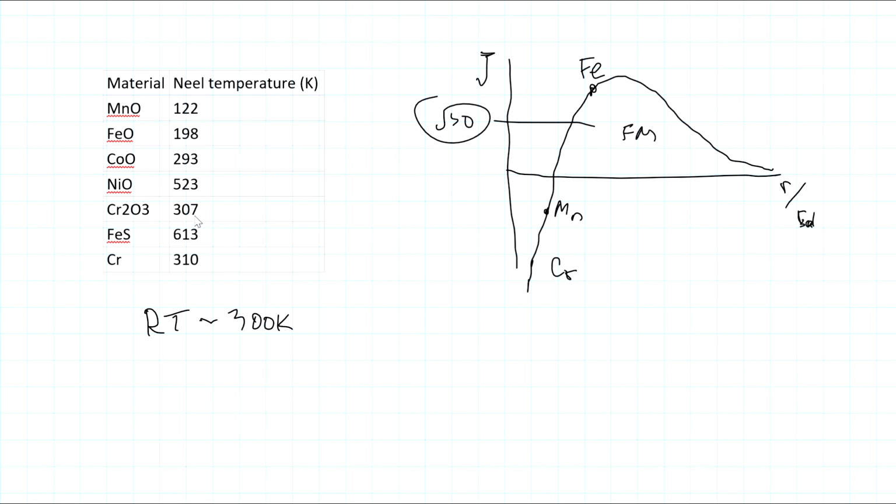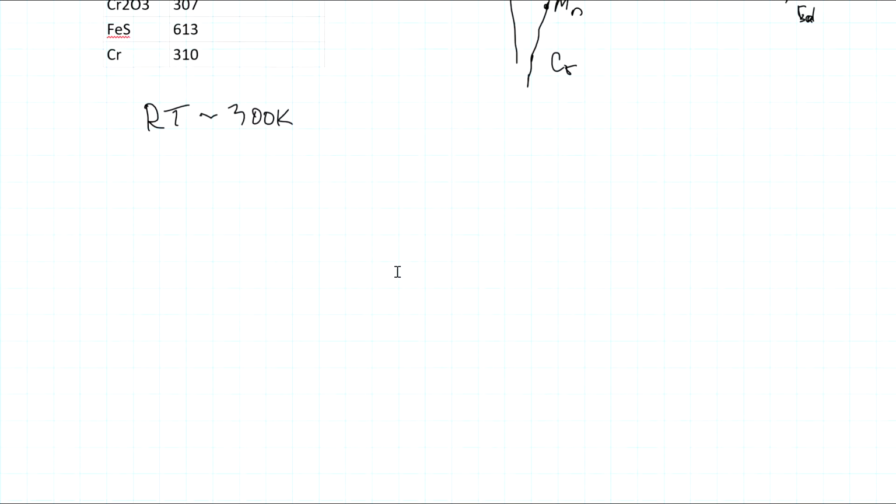So chromium oxide Cr2O3 is antiferromagnetic. Iron sulfide is antiferromagnetic at room temperature, and you have to heat it up significantly to get it into a paramagnetic state. Chromium as well. So these are the materials. Now, there are many more other materials that can be ordered in the antiferromagnetic state. But let's look at how we treat this, how we basically deal with this.